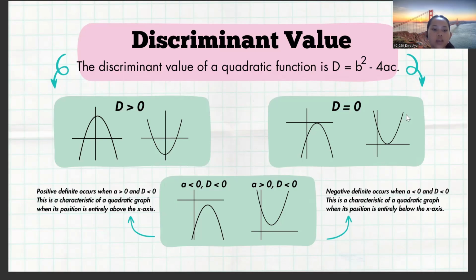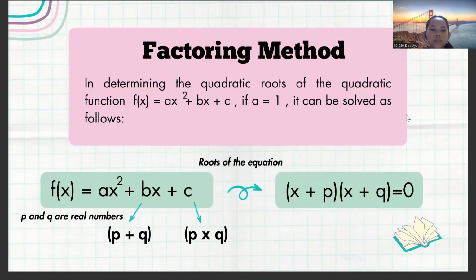intersect the x-axis. Also, when a is positive and D is less than 0, the entire graph lies above the x-axis, and when a is negative and D is less than 0, the entire graph lies below the x-axis.